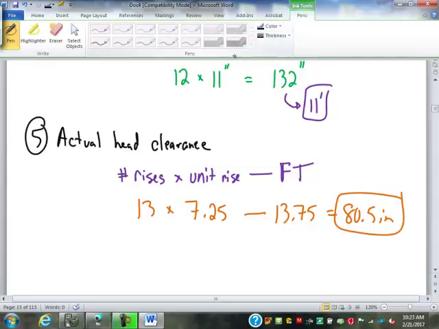It is a lot of steps. I think it's time for us to take a break. So let's take 10 minutes. We'll be back here about 10:33, and we're going to keep going with this.